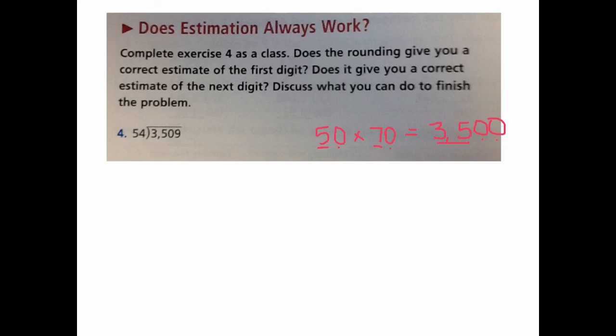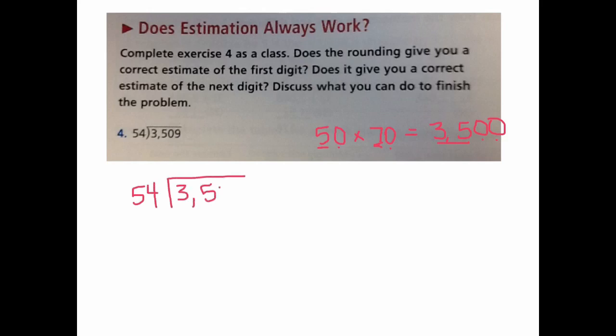So, does this tell me with estimation that I'm necessarily going to say 54 goes into 3,509 7 times right away? Not always. So that's why sometimes estimation doesn't give you the numbers you need to work with. Again, it just gives you an answer that is close to the exact answer. So now I'm going to go ahead and start solving this problem. I'm going to rewrite it so that I have a little more room to write.